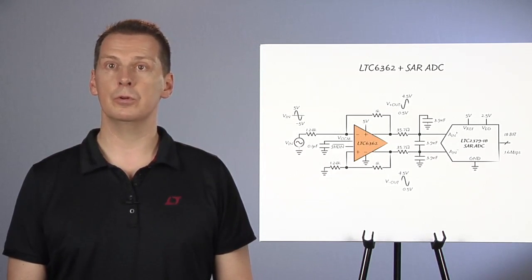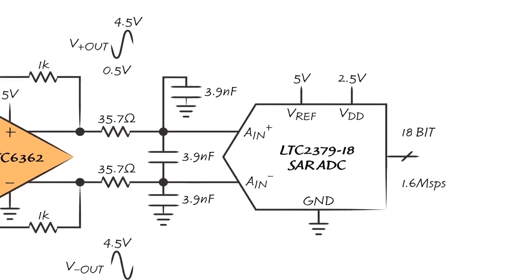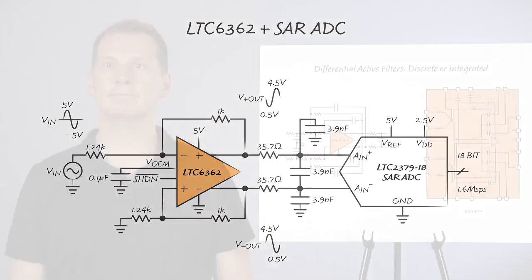Nothing could be further from the truth. Linear Technology now has a family of SAR ADCs meant to digitize relatively low-speed signals at excellent DC accuracy, and with a signal-to-noise ratio of more than 100 dB. To achieve that level of performance, we need to drive a differential signal into the ADC. The LTC6362 has been specifically designed for these types of applications, as shown by its 200 microvolt offset voltage, rail-to-rail output, and low power supply current.